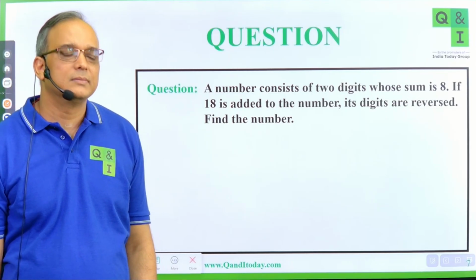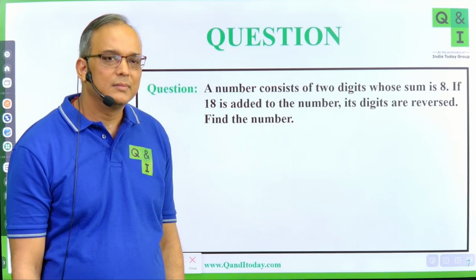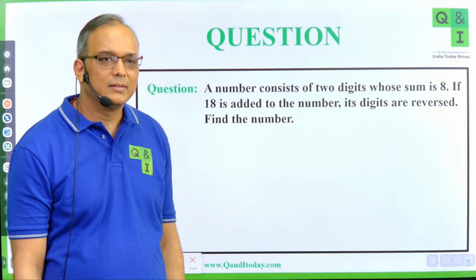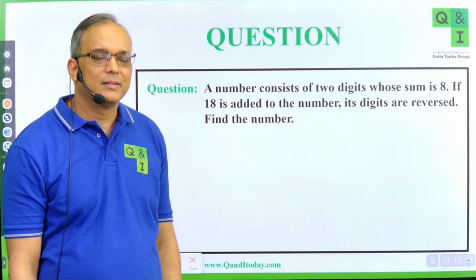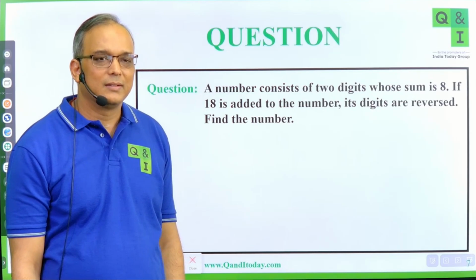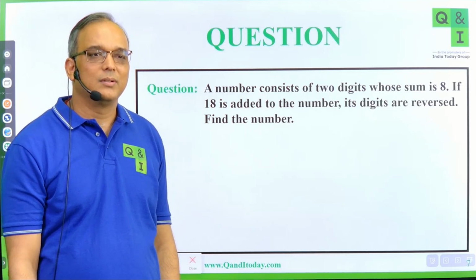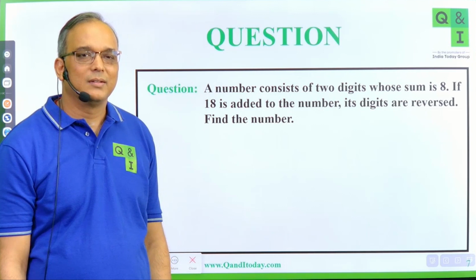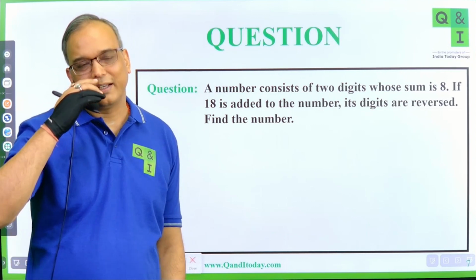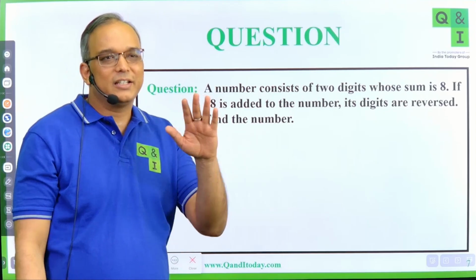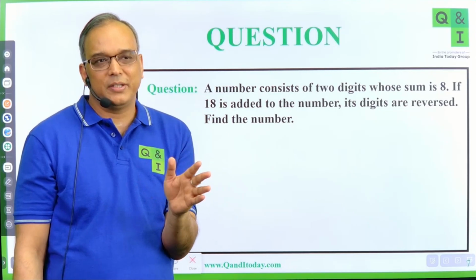If they are saying the number consists of two digits, it is a two digit number. If the sum of those digits is 8, basically, if we take the first digit as x and second as y, x plus y is equal to 8. Ishan, I'll just correct you a bit. This is a linear equation in one variable. We should always try to have only one variable. x and y will be two variables.